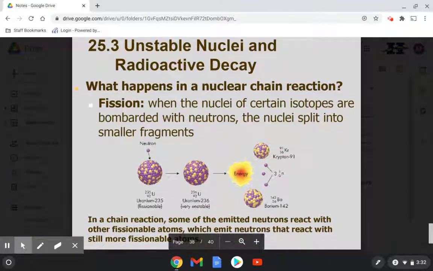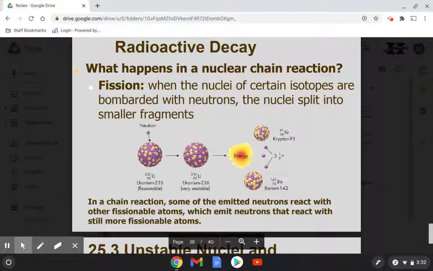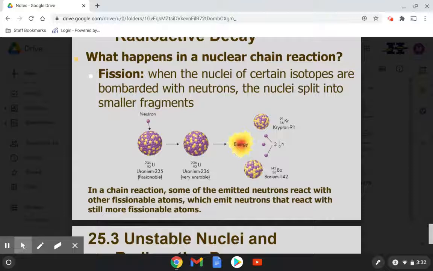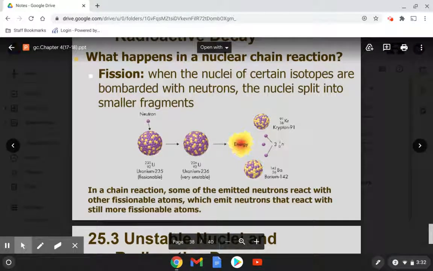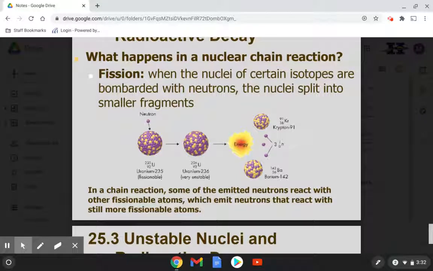So what happens when we see this nuclear chain reaction? Fission is going to occur. With fission, the nuclei of certain isotopes are bombarded with neutrons, and the nuclei split into smaller fragments. Here, this uranium comes in contact with this atom, and through this energy it splits into smaller fragments, and you have krypton here and barium here. In that chain reaction, some of the emitted neutrons react with other fissionable atoms, which emit more neutrons that react with still more fissionable atoms.